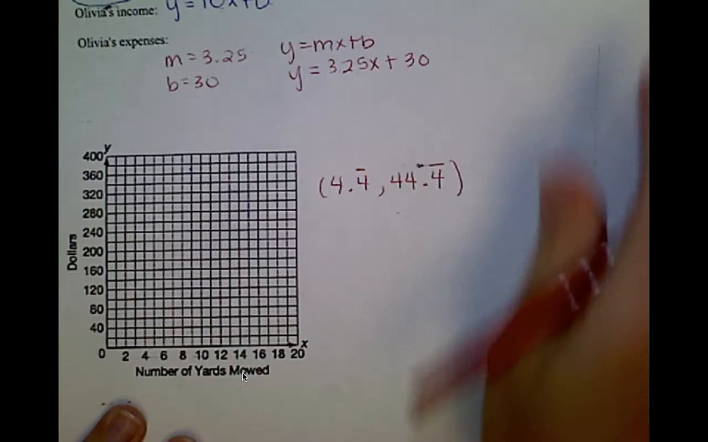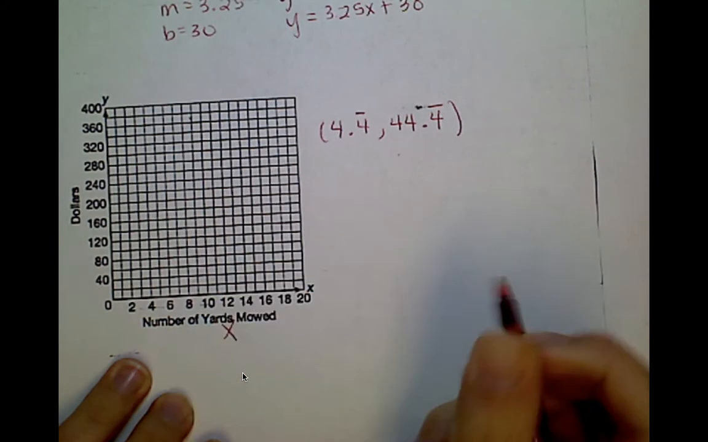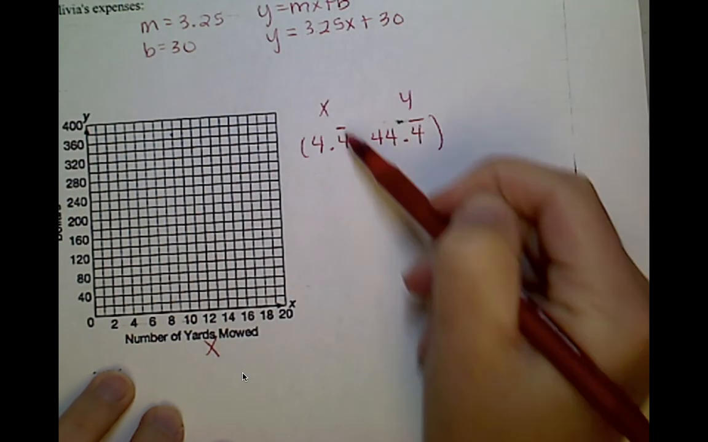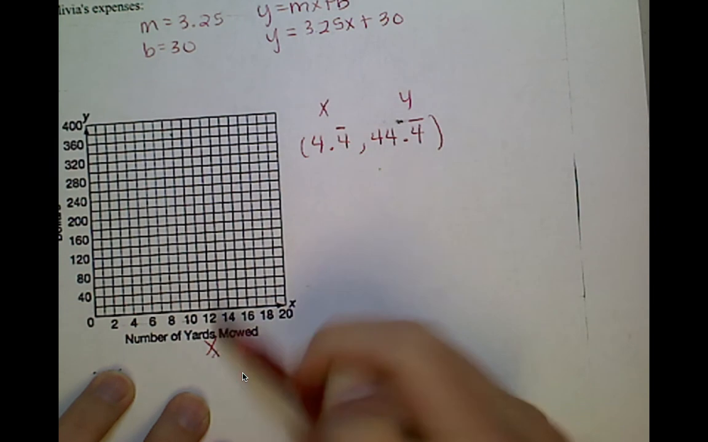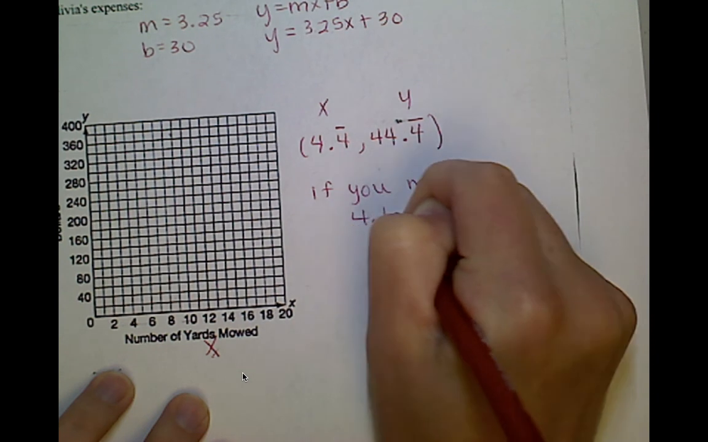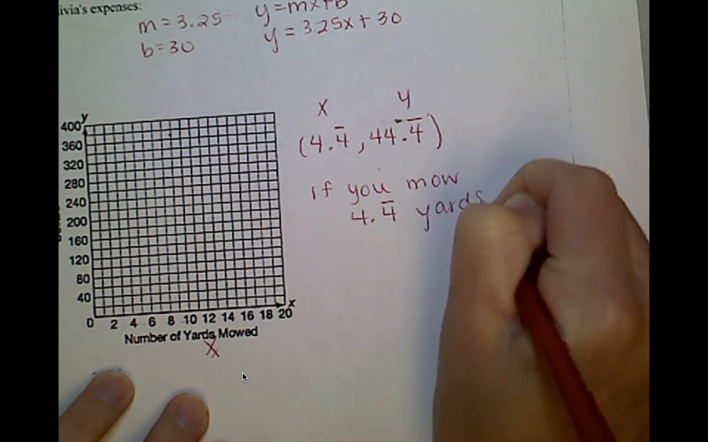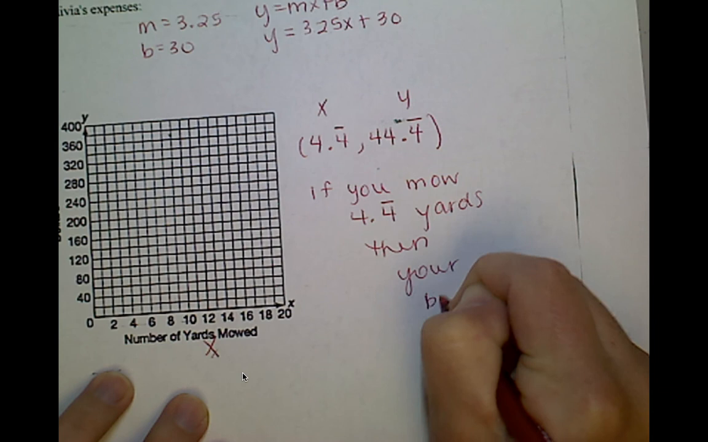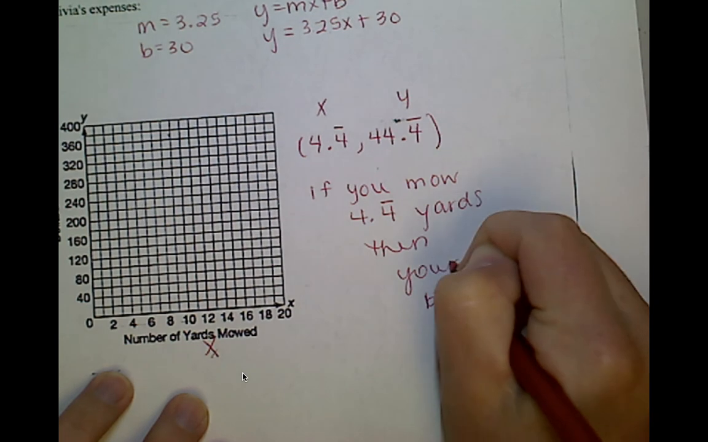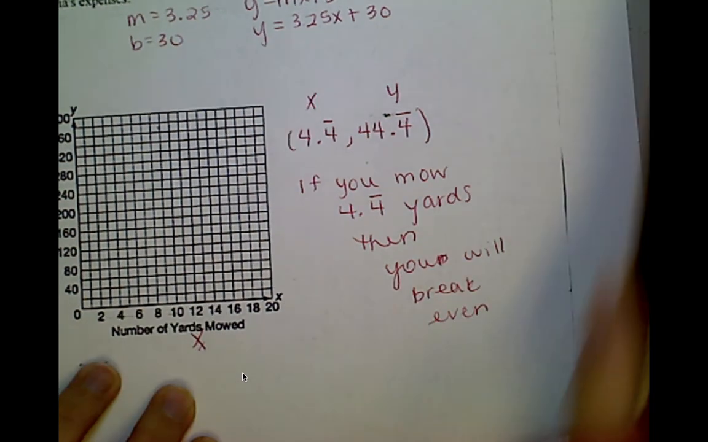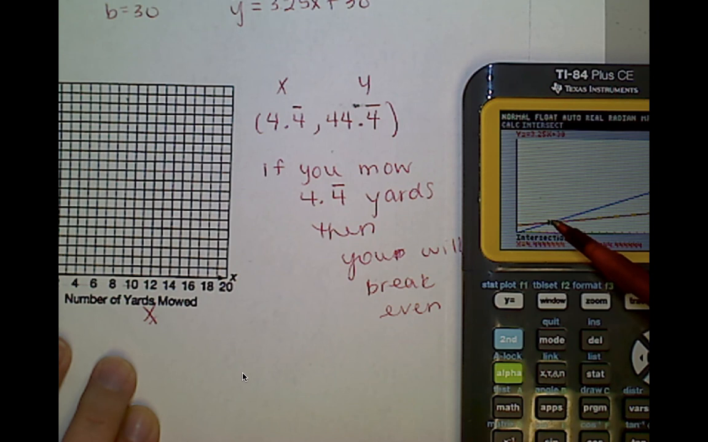Okay, it's kind of a weird one, but when I'm looking at it, we have to ask ourselves, what does that mean? So once again, here's your cheat sheet. This is your x-axis. This is your y-axis. So that means x, y. If x is your number of yards mowed, so if you mow 4.4 repeating yards, then you will break even. So that's where your income and your expenses are the same. You don't make any money, you don't lose any money.